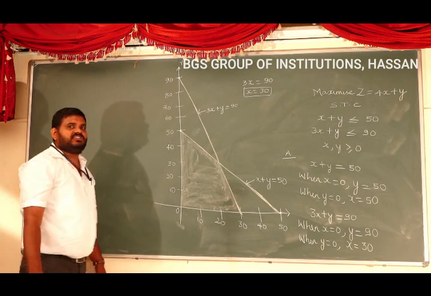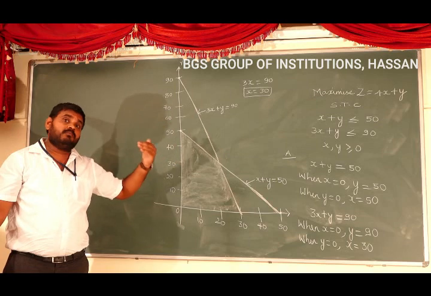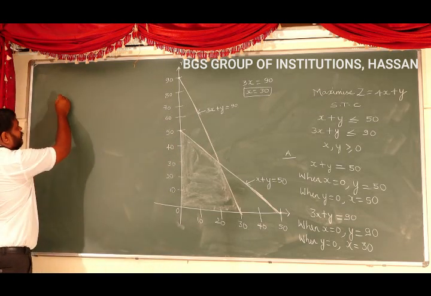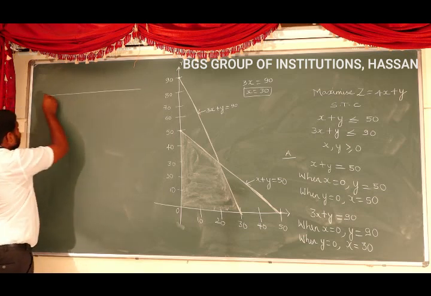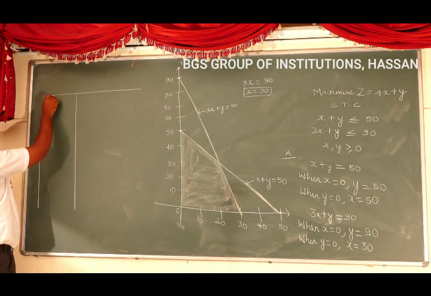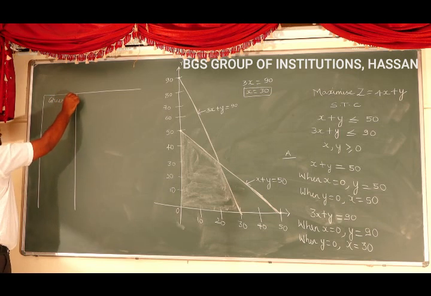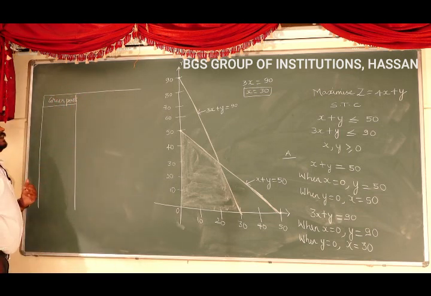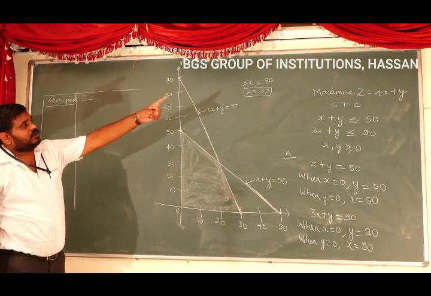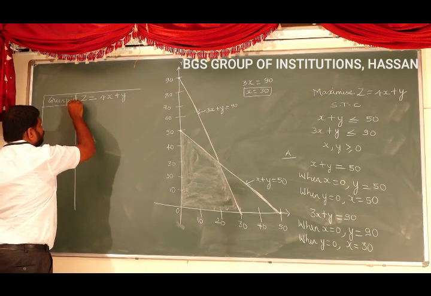After shading this common region, till here you would have done your first piece. Now there is one more thing, an extra thing to calculate the maximum profit. I need to put a table. What is the table actually? The table is, first I need to take the corner points and z. What is the value of z? Z is equal to 4x plus y. He has given that over there. I need to write that down here.